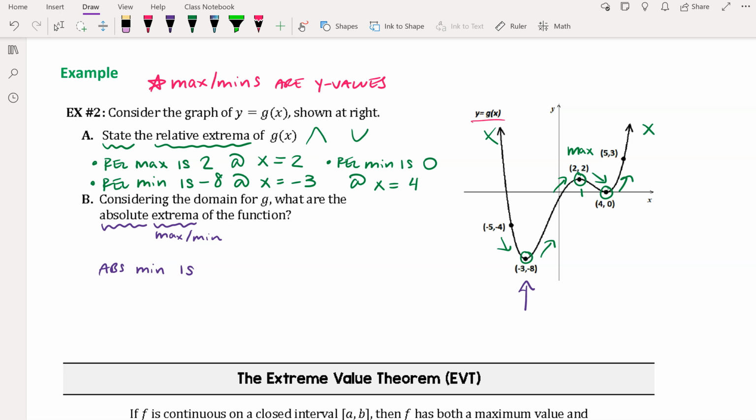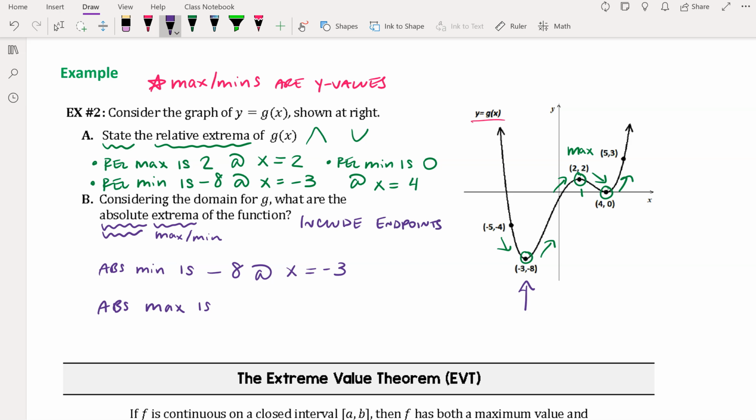All right. Absolute min is negative 8 at x equals negative 3. Sweet. What about the absolute max? Absolute max. Now, you need to make sure that you pay attention to your graph and pay attention to the endpoints. For absolute, remember to include looking at the endpoints.